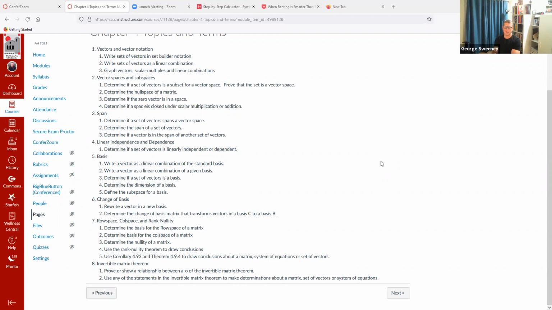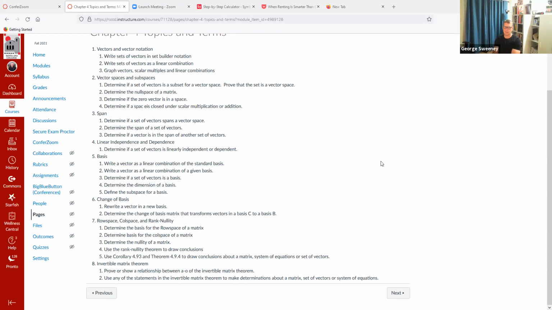Basis. Write a vector as a linear combination of the standard basis. That's pretty simple. We've done that several times. Write a vector as a linear combination of a given basis. You can use the change of basis matrix for that. Determine if a set of vectors is a basis. Determine the dimension of a basis. And then define the subspace of a basis, meaning the geometry of the basis. Is it a 2D subspace, 3D subspace, and of what space? 6, change a basis. Rewrite a vector in a new basis.